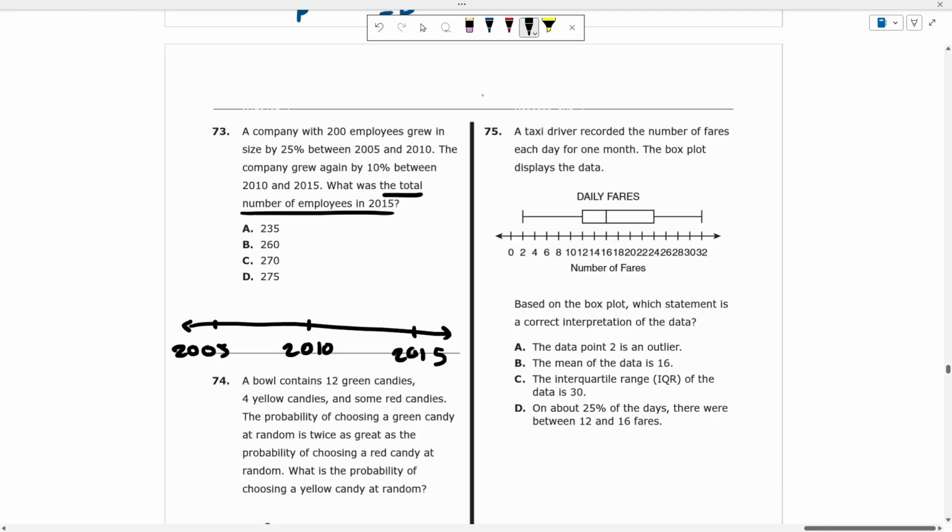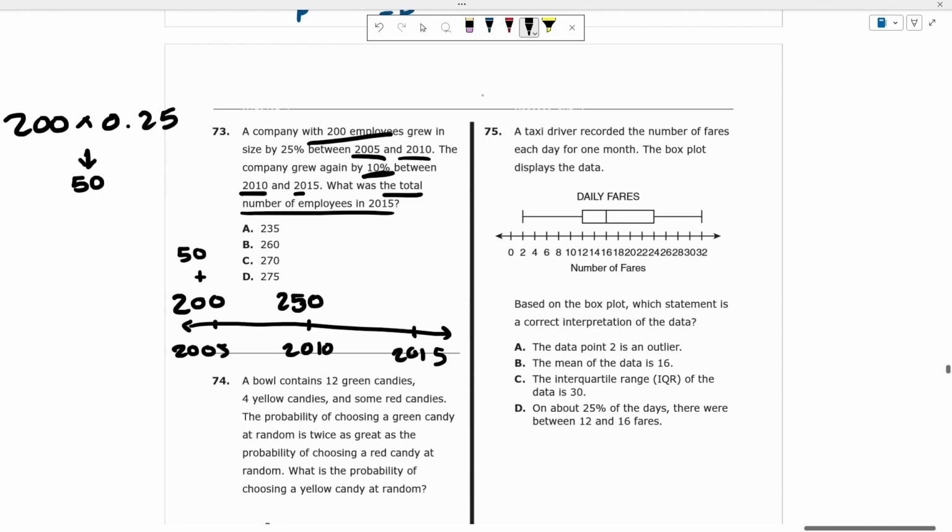So we know that a company with 200 employees grew in size by 25% between 2005 and 2010. So we had 200 employees in 2005. Then we grew by 25%. Now, 25% of 200 is going to be 50, so we grew by 50 employees. We're going to add those 50 new employees to that 200, and we get 250 employees by 2010.